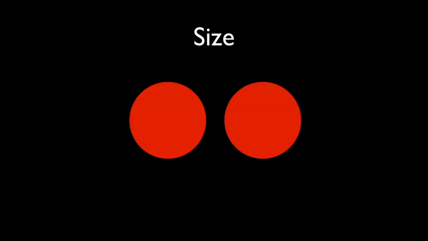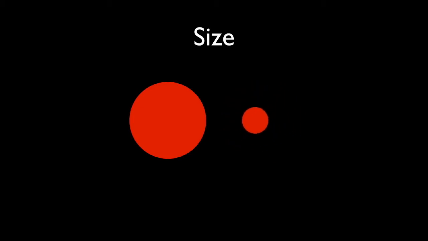The next one is size. Size just means that if something looks farther away, it appears smaller. So here, these two circles appear the same distance away, but if I make one of them smaller, then the smaller one appears farther away.